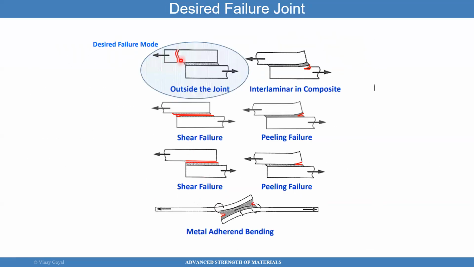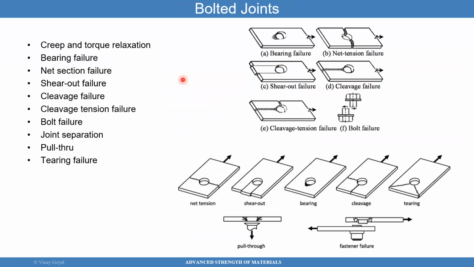This is a desired failure mode. I want the joint to be stronger than the metal because this is more predictable than the joint itself. So that's a good thing to have: a failure mode where it fails outside of that joint. That's a preferred failure mode. Bolted joints have a lot of different failure modes: net section, shear out, bearing, cleavage, tearing apart, pull through. And all these failure modes require an analysis to make sure you're not having a problem with the design.